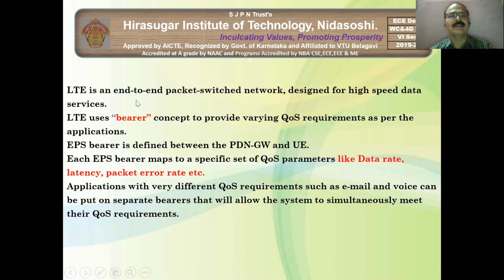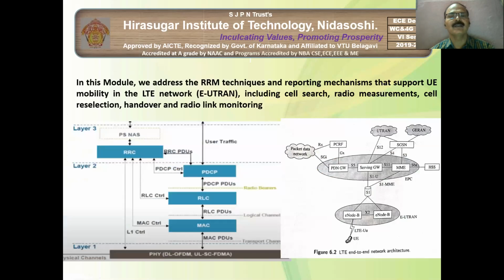LTE is designed for high speed data services. LTE uses the bearer concept to provide varying quality of service requirements as per the applications. The term bearer will come up, meaning it carries the information. Or a connection from one point to the next point, we also call a bearer. The Evolved Packet System bearer is defined between the PDN gateway and the UE. The EPS bearer is between the UE and the PDN network.